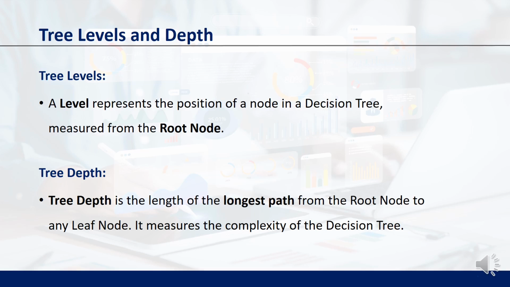Why is depth important? Because depth indicates the complexity of the tree. A very shallow tree is simple. A very deep tree contains many decisions. A very deep tree may learn extremely specific patterns from training data. This can result in overfitting. Therefore, controlling tree depth is an important part of decision tree model building. We will discuss this more when we study the stopping criteria and pruning.